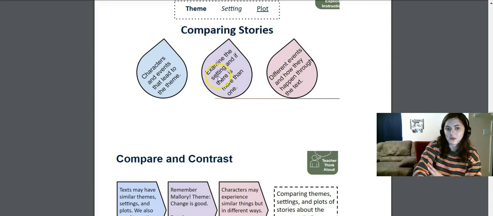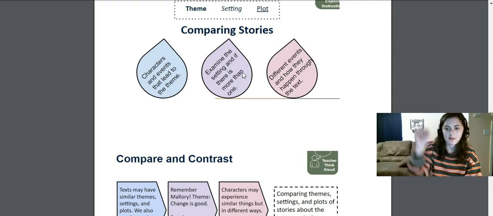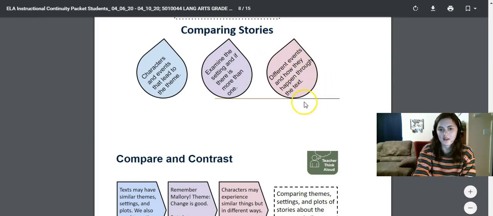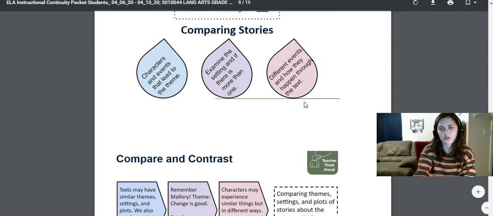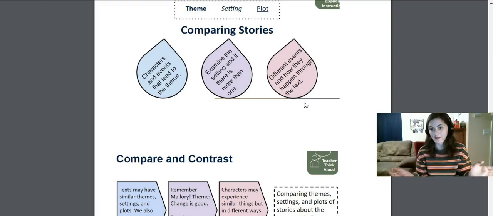The setting is going to matter. The setting is where the story takes place, and sometimes there's going to be more than one setting, so you're going to keep that. And I have a graphic organizer below that we're going to fill out. And then the plot is the different events and how they happen throughout the text. So just those main events, how you recounted the stories on Monday and Tuesday, same thing. If you have that with you, great. You already have part of it finished.